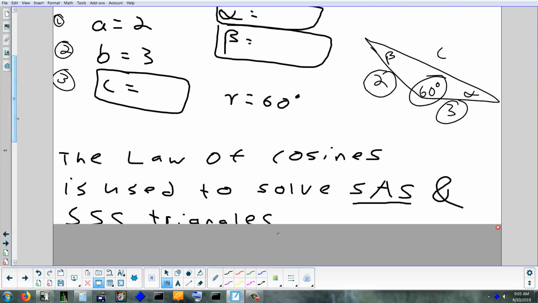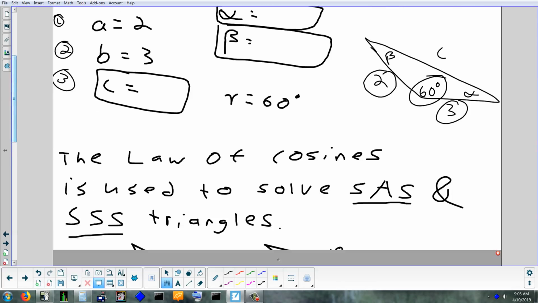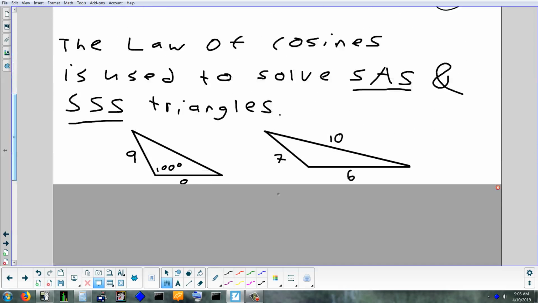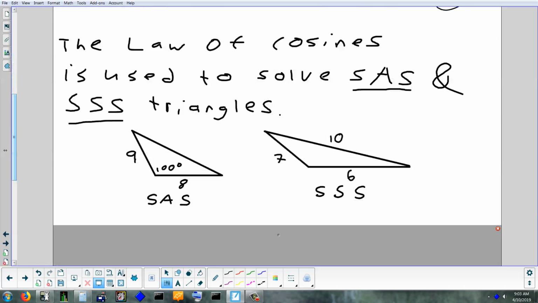And the other case that we wouldn't be able to do is side-side-side, for the same reason. Just kind of look at it. Imagine you knew this and this. You wouldn't have a full row. You'd be missing something in every single row. All right, so there's another example. Side-angle-side, the triangle on the left. There's a side-side-side triangle on the right.